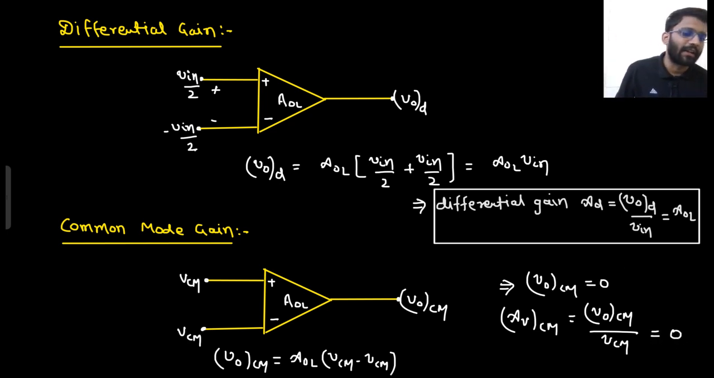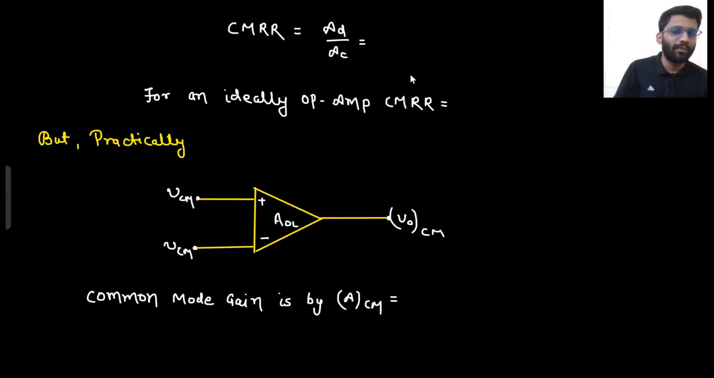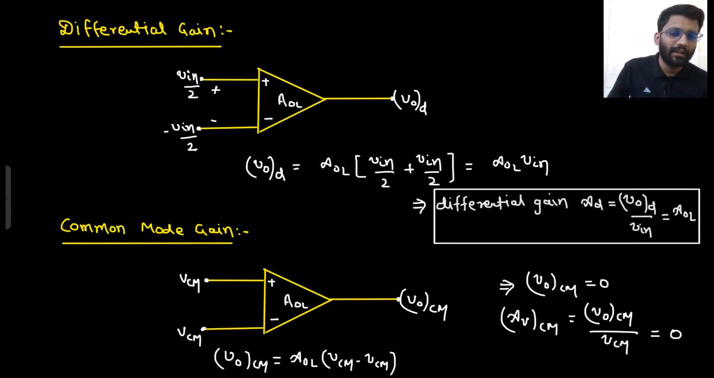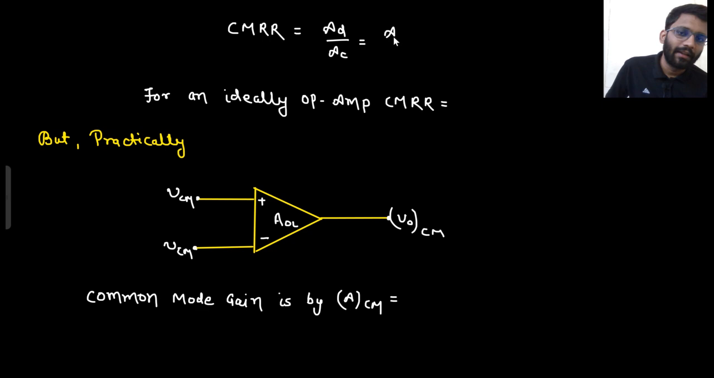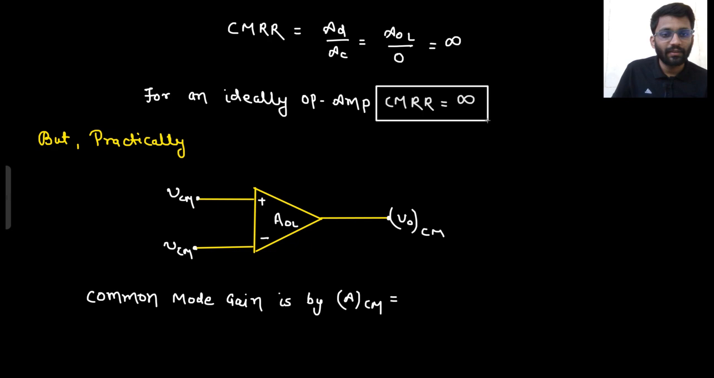So what will be your CMRR? Your CMRR is differential gain divided by common mode gain. Differential gain you got AOL, divided by 0. That would be infinity. So for an ideal OpAmp, CMRR is infinity. But practically what will happen is that even if you apply VCM voltage, even if you have applied the same voltage at inverting and non-inverting terminals, still you will get some output.